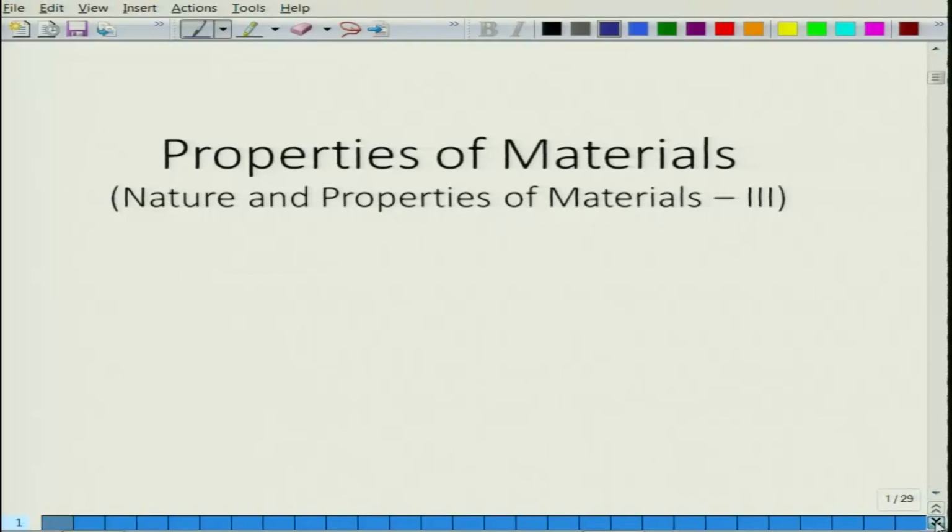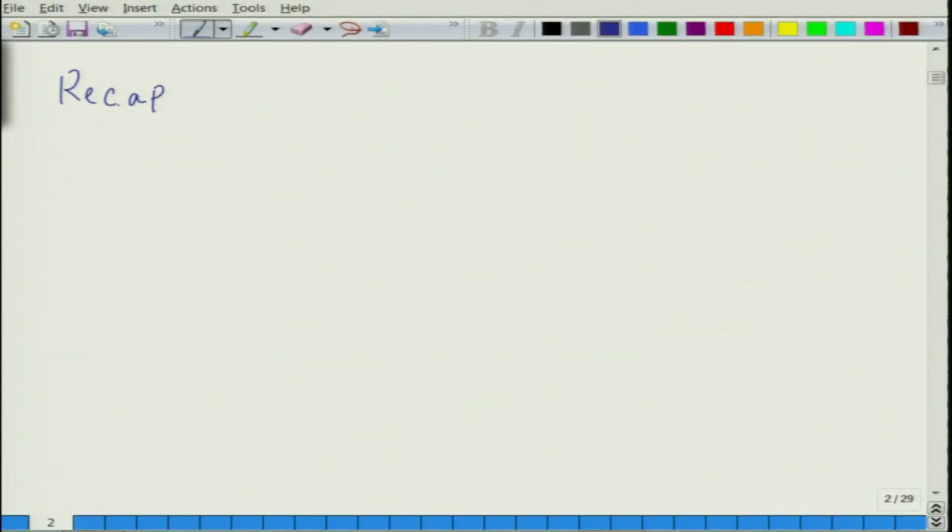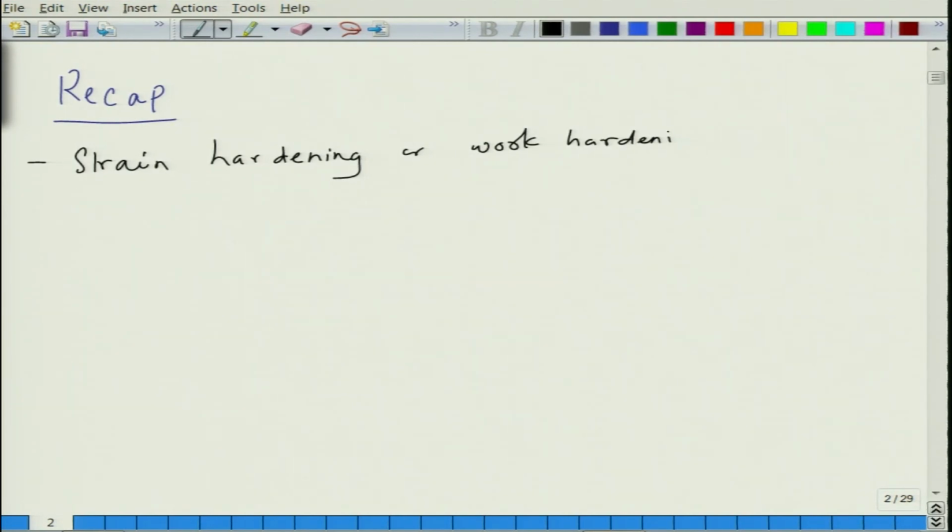So, welcome again to the new lecture of this properties of materials course, and let us just briefly see what we did in the last class. In the last lecture we were basically talking about strain hardening, or you can say work hardening, which is a method to strengthen a metal by deformation.